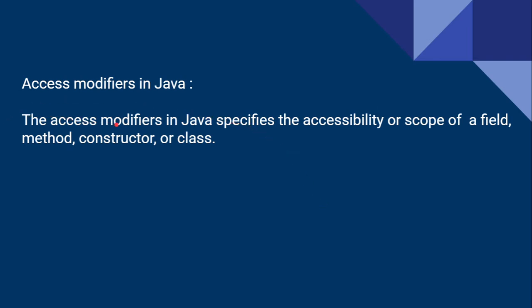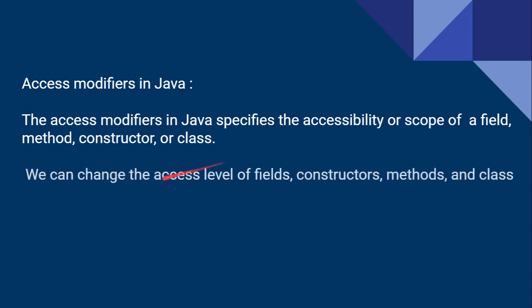The access modifiers in Java specify the accessibility or the scope of a field, method, constructor or a class. Here accessibility means how we can reach the data, and the scope is the area in which the data or the member is accessible. This accessibility can be specified for a field. Field means a member or a method or a constructor or a class.